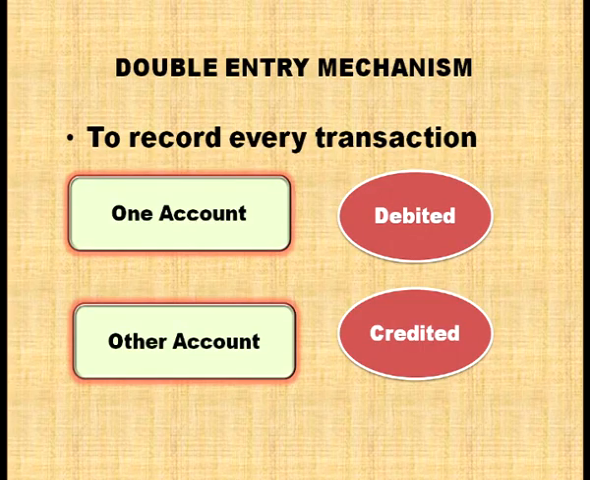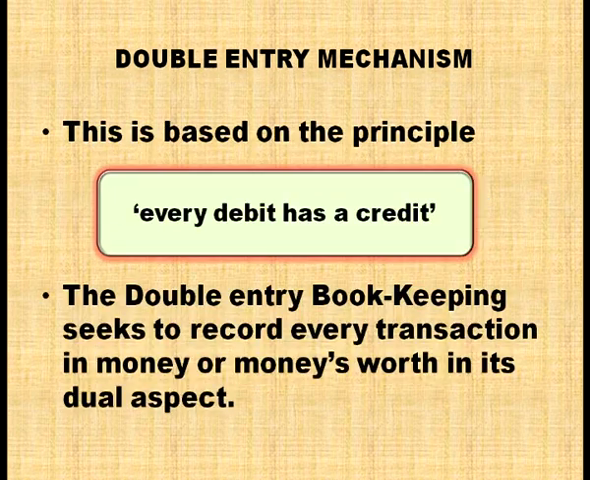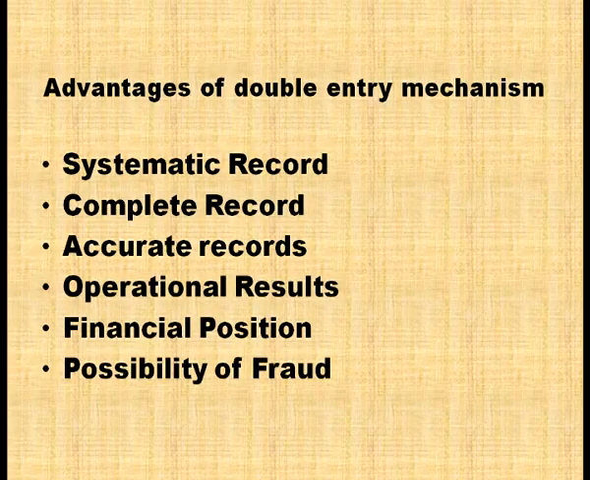So, in double entry mechanism, to record every transaction, one account is debited and the other account is credited. This is based on the principle every debit has a credit. Double entry bookkeeping seeks to record every transaction in money or money's worth in its dual aspect. Advantages of double entry mechanism is systematic record.